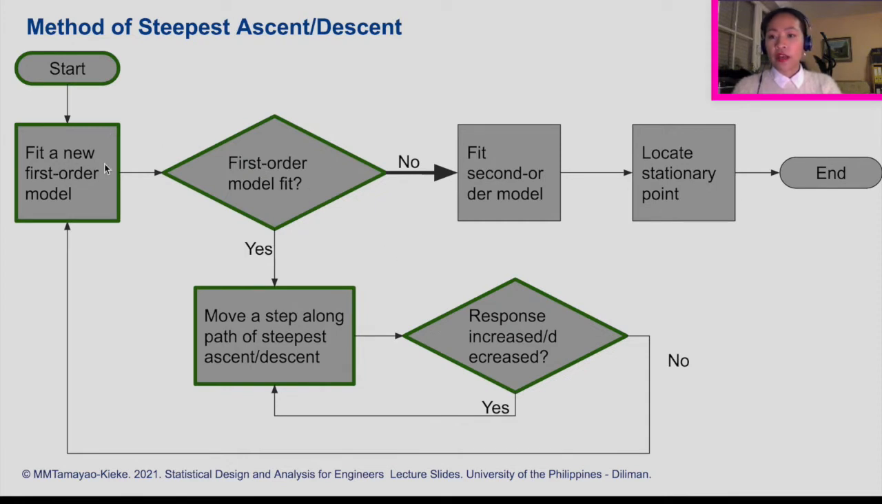So fitting a new first-order model, moving along the path of steepest ascent for the first order model, and then determining when the first order model is not adequate anymore. Okay, so from there, we move on to fitting a second order model and analyzing the second order model, after which locating the stationary point.